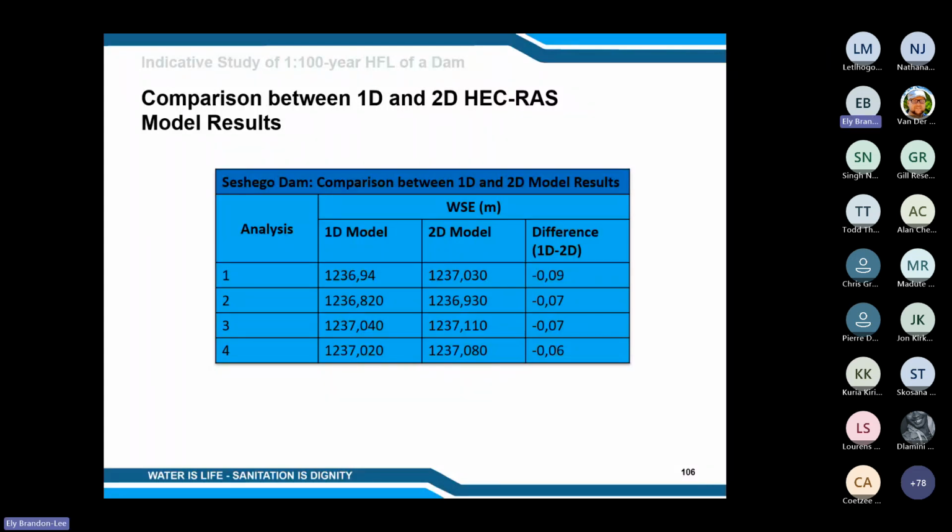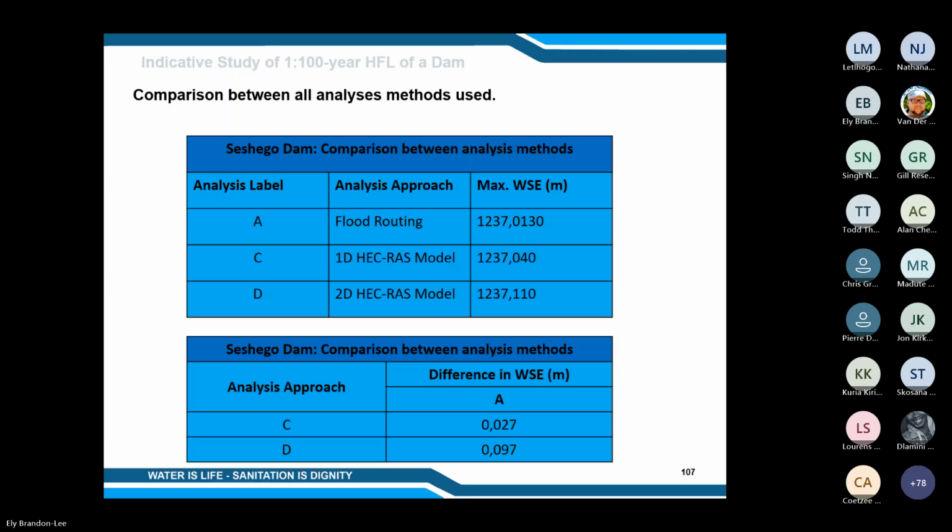After obtaining the water surface elevations for all my analyses for my 1D and 2D ACRES models, I compared my model results by taking the difference between the water surface elevations for each analysis, which was done for my 1D and 2D models. From the results, it can be seen that there is a minimal difference between the 1D and 2D model results, which provided confidence in my model results.